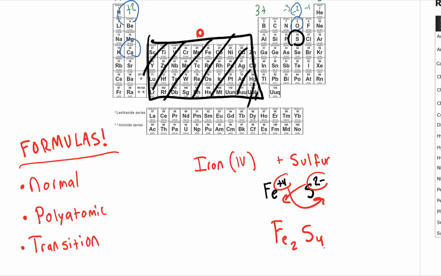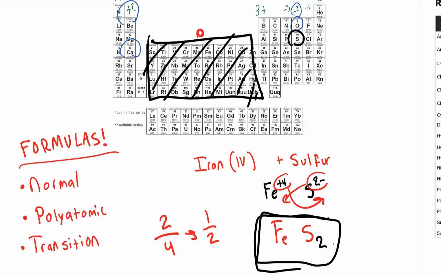But just like before, you can simplify this. Because 2 to 4, you can simplify that. It's the same as 1 to 2. So you will write down Fe2S4 when you do swap drop, but you divide them both by 2, because you can do that. You get Fe1S2, and the 1 goes away. So this is the combination of iron 4 and sulfur. That's how you do the formulas. Hope that was helpful.